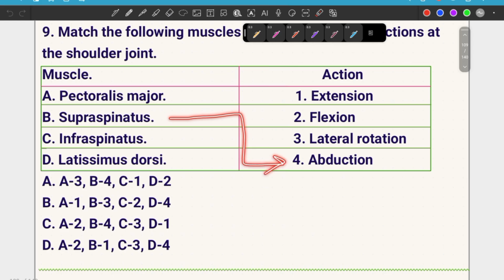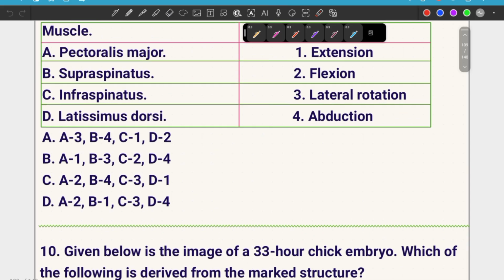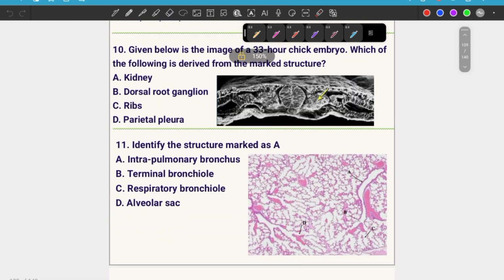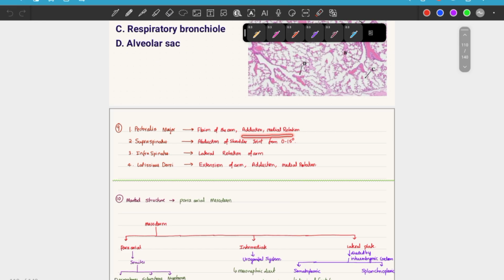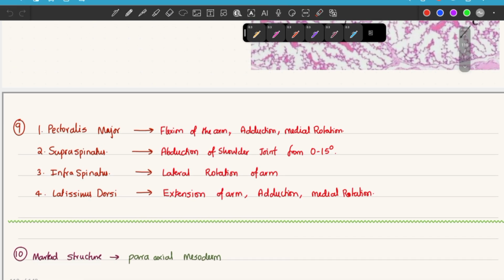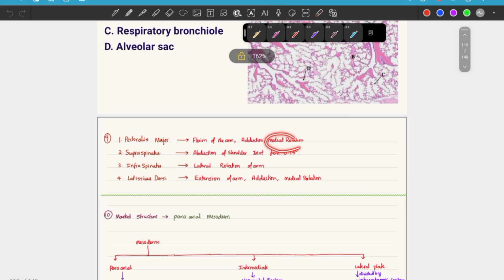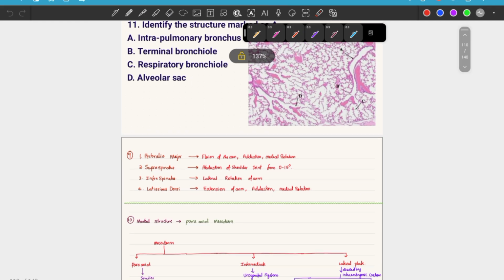Supraspinatus helps in abduction of the arm, whereas infraspinatus is for the lateral rotation of the arm. Let's see once. Pectoralis major helps in flexion of the arm, adduction, medial rotation. Latissimus dorsi also the same: extension of the arm, adduction, medial rotation, same action. Whereas supraspinatus is for abduction of the shoulder joint from 0 to 15 degrees, that is initial degrees, and infraspinatus for lateral rotation of the arm. Medial rotation by pectoralis major and latissimus dorsi, lateral rotation by infraspinatus in this given question.